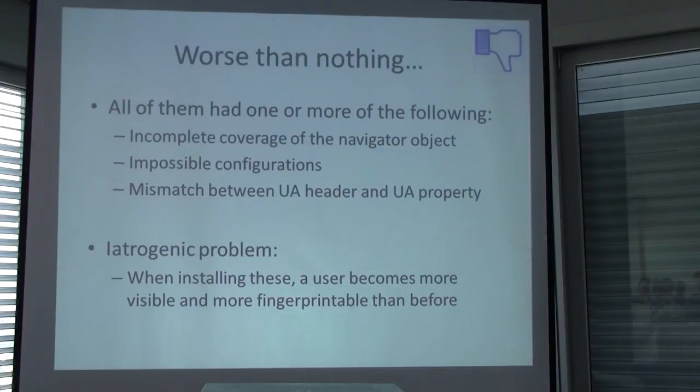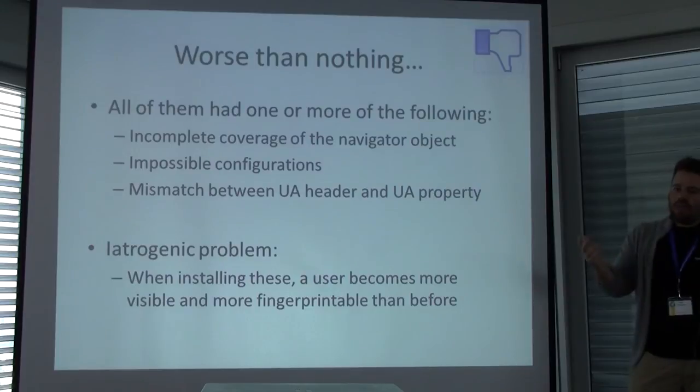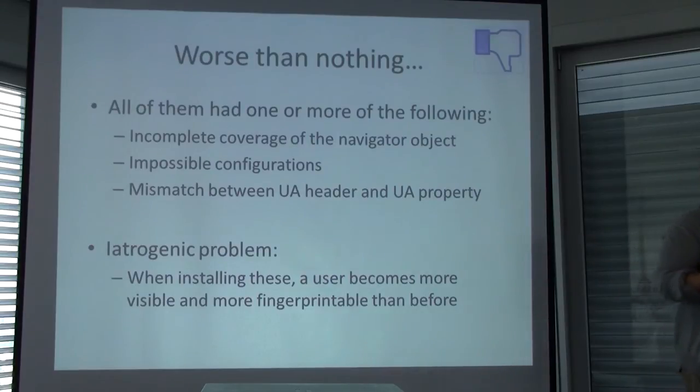But that's not true. The paradox with privacy is that if you're trying to be private, if you're trying to be anonymous, but you're not doing it perfectly, you're worse than when you began. And since I'm Greek, I like to use Greek words. So this is an iatrogenic problem, which means that it was created by a doctor during examination. The problem is that when you install these, a user becomes more visible and more fingerprintable than before.